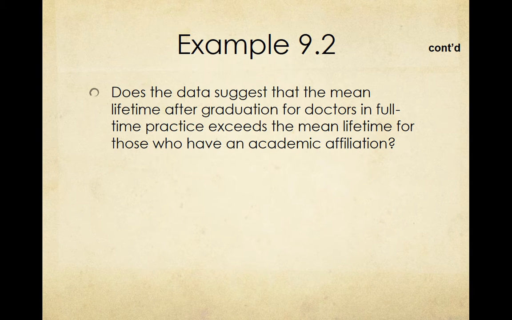So I would write this out in symbols, and I'd also write it in words, where mu1 is the mean lifetime beyond graduation in full-time practice. Mu2 would be the mean for academia. And so our alternative hypothesis would be that the difference is positive, or in other words, mu1 is bigger than mu2. Did you mean to write mu1 equals mu2 on the... I did. Thank you. I was already cooking the books, so to speak.